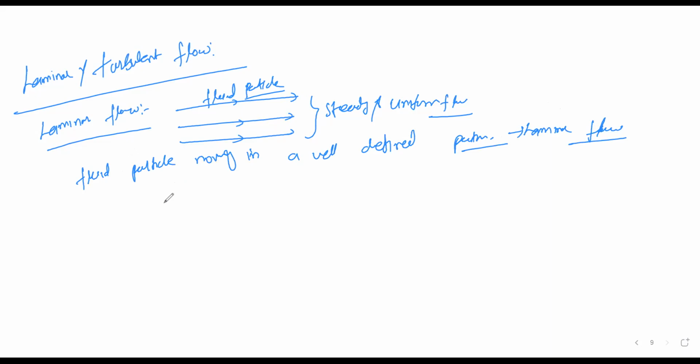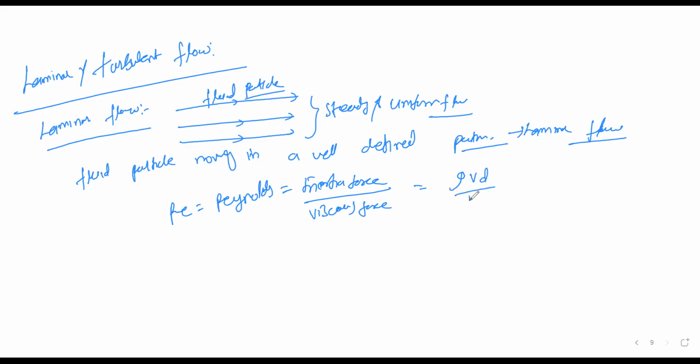So the laminar and turbulent flow is recognized by the Reynolds number. And the Reynolds number is the inertia force upon viscous force. And if you expand that, you will get rho v d by nu, where rho is the density, v is the velocity, and d is the diameter of the pipe. So this is for pipe.